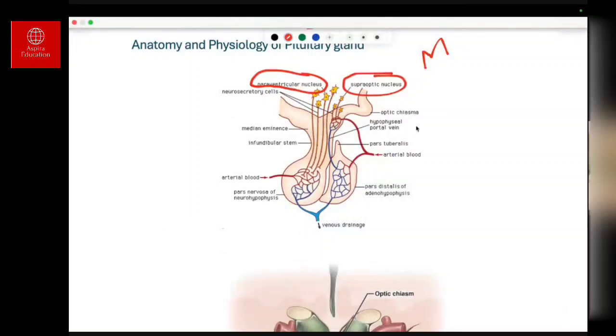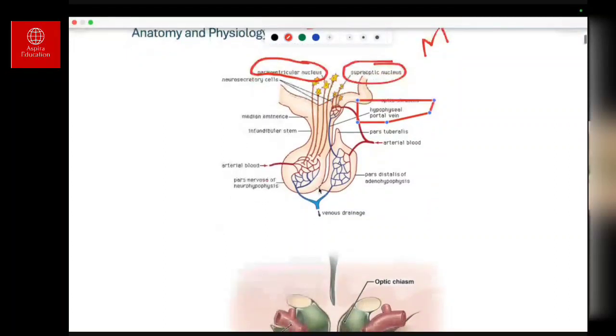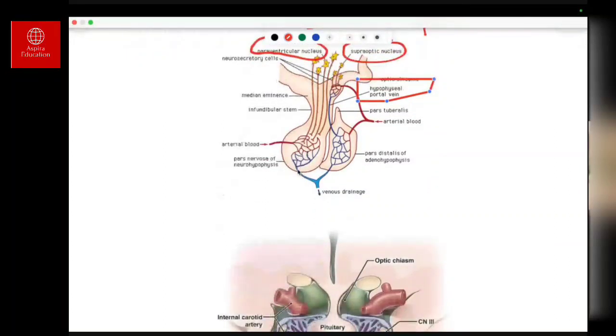And there is the neurohypophyseal venous system, blood vessels that circulate between the hypothalamus and the pituitary, that has got the venous and arterial plexus which carries the hormones. So it has got two parts: the pars nervosa or the posterior pituitary, and the pars distalis of the adenohypophysis. So this is the anterior pituitary and this is the posterior pituitary.